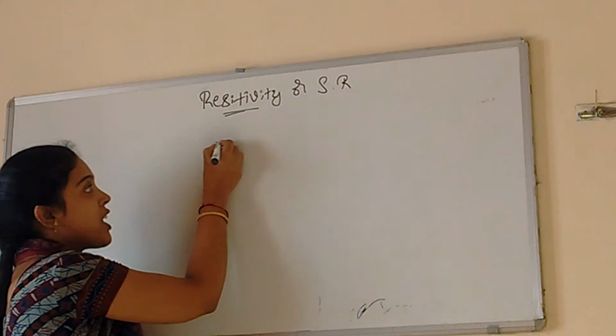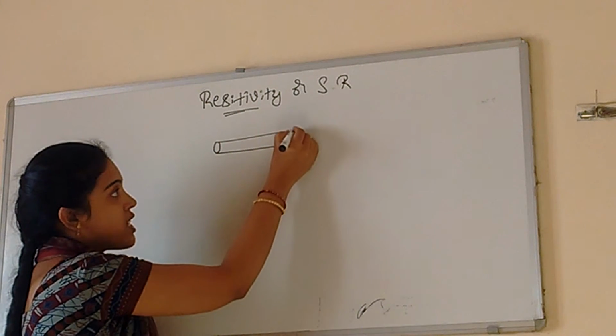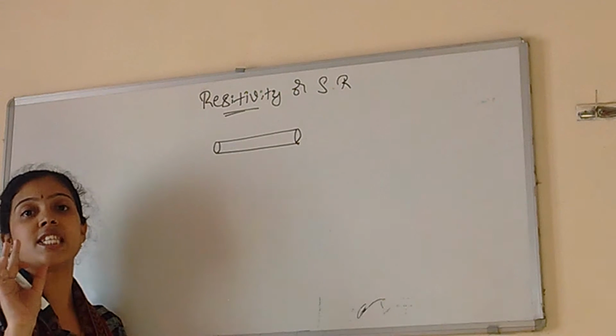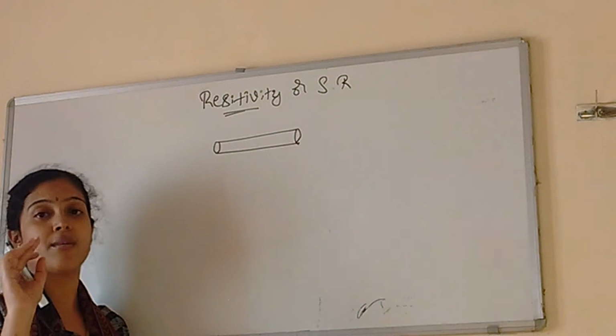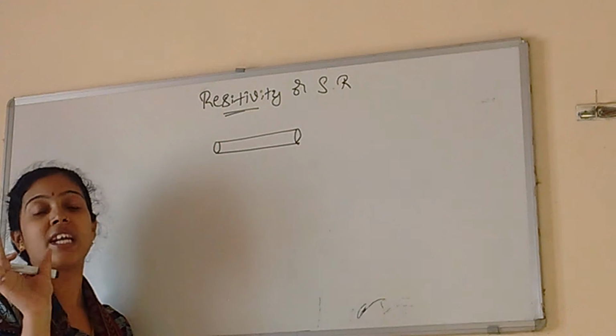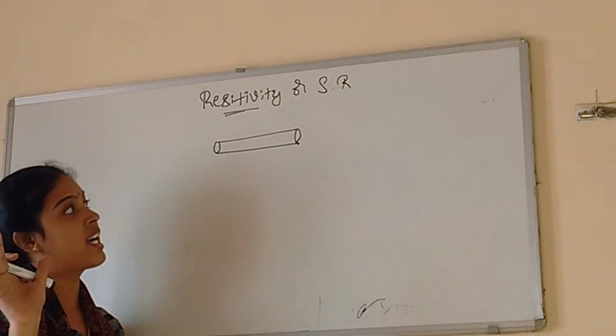Okay. So consider one conductor. So what is a conductor? Conductor is a material which allows heat or electricity. Means the material in which the electricity can pass through it. So that material we call it as a conductor.